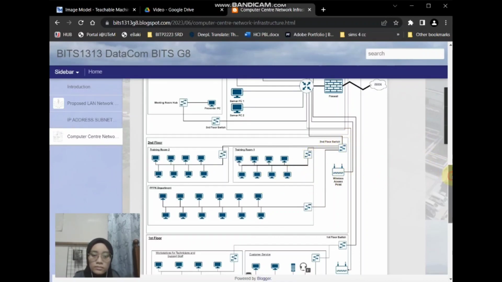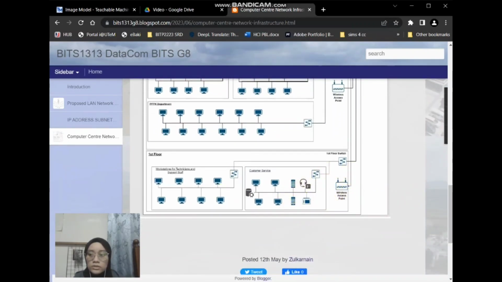For the first floor, here will serve as a customer service area and a workstation for technicians and support staff. The customer service area will have tools like telephones, computers, tablets, and databases for customer interactions and support. The workstation for technicians and support staff will focus more on providing technical support to internal users such as employees, to resolve IT-related problems and minimize downtime.